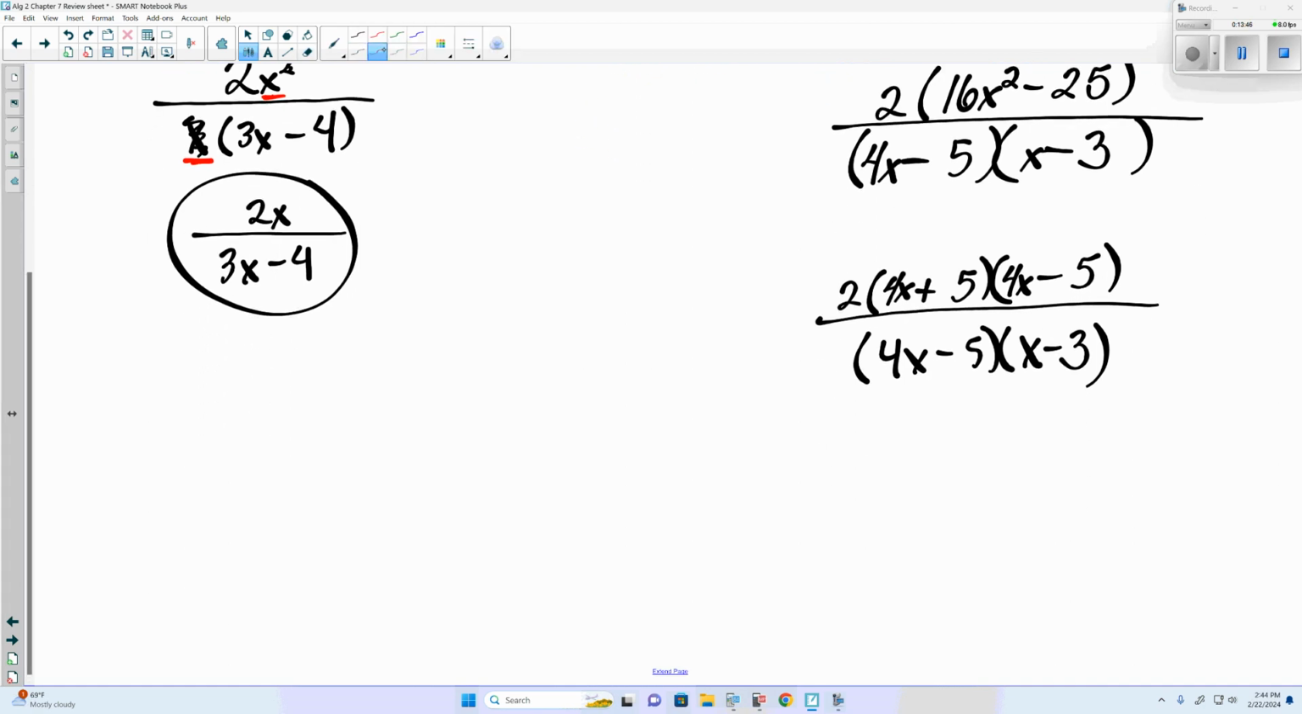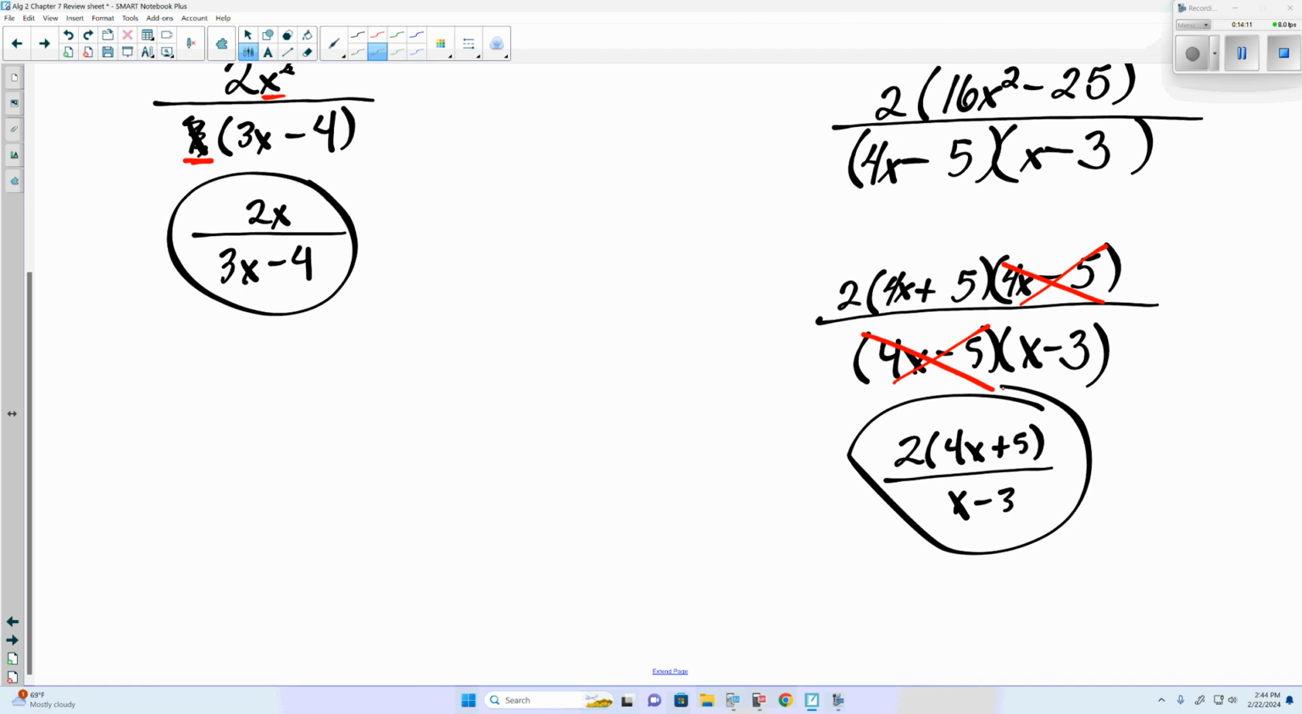Now, do we have something in common on top and bottom? Yeah. 4x minus 5, yes? They would cancel, leaving us with 2 times 4x plus 5 over x minus 3. And that's it.